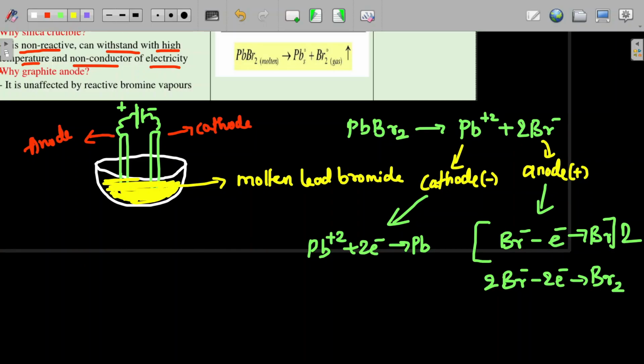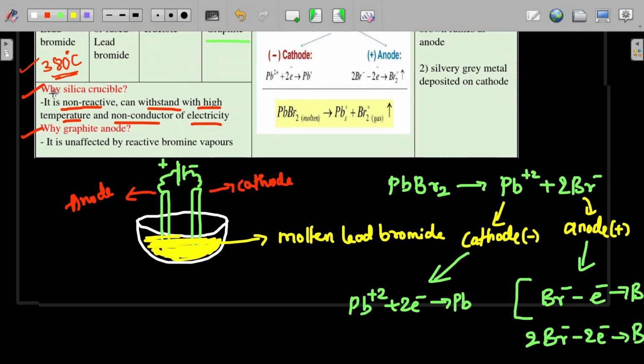So what is released at the anode? Bromine. Bromine is very reactive, and at 380 degrees Celsius, it will be in the form of fumes. If you take platinum, platinum may react with bromine vapors, whereas graphite is unaffected by reactive bromine vapors. Hence, we use graphite as an electrode over platinum. Okay.